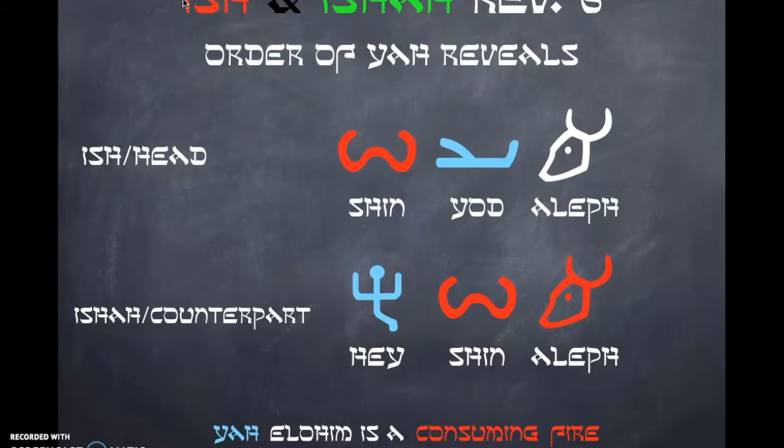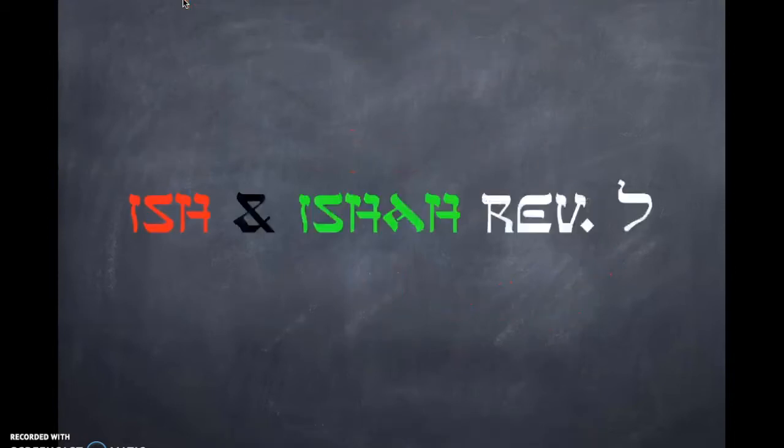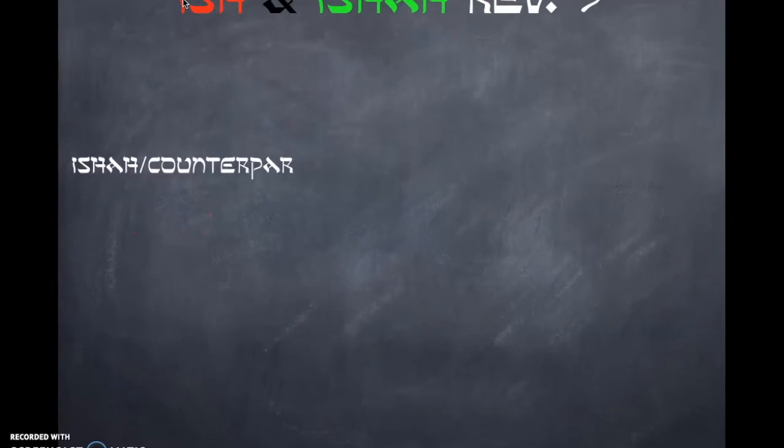Deuteronomy chapter 4, verse 24, it states that Yah Elohim is a consuming fire. So that's hallelujah. Check this out. Now, this is the last revelation.